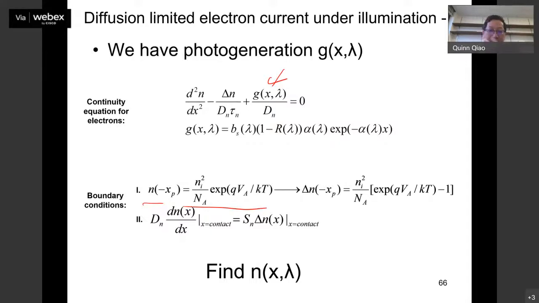And then delta n, what is the excess charge at minus XP? It would be this one minus the initial one, right? We go back there again, right?